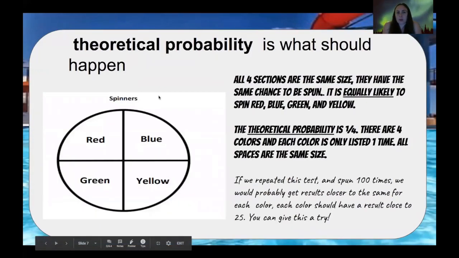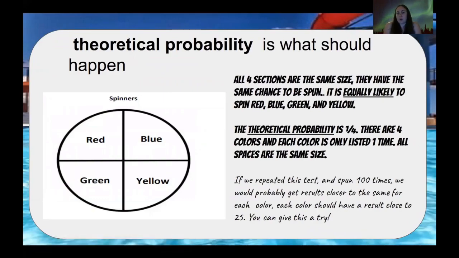All right, so theoretical probability is what should happen. So we're going to talk a lot about what should happen. Our spinner had 4 spaces that were all the same size and the same shape. They have the same chance to be spun. It is equally likely to spin red, blue, green, and yellow. So the theoretical probability is 1/4, meaning there are 4 colors and each color is only listed 1 time and all spaces are the same size. So that means that if I spun, they all have the same chance. They're equally likely to get any of those colors.